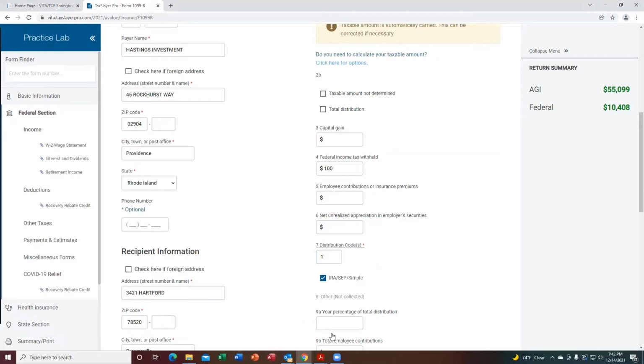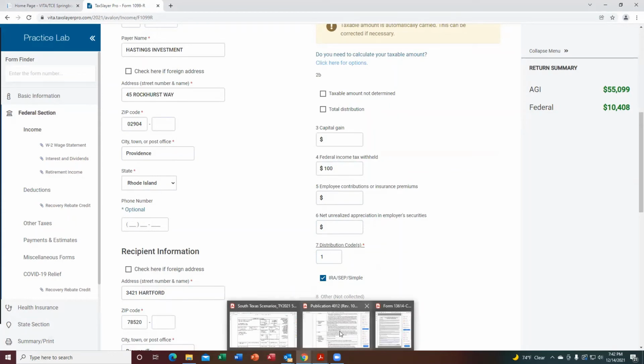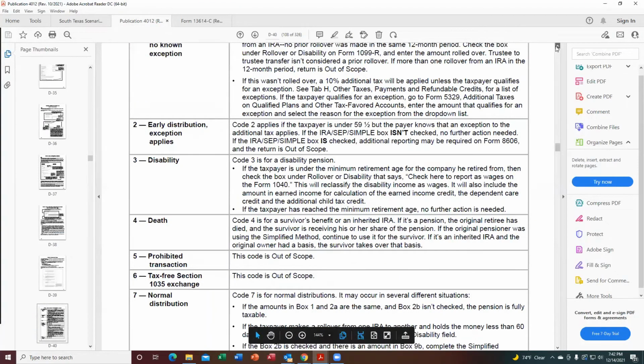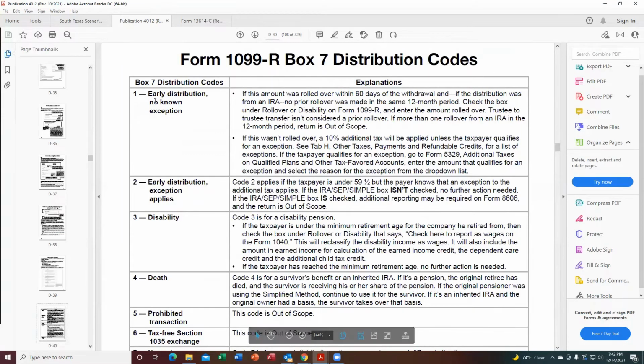So I'm gonna go to the 4012 again, back to the codes. And so there you have the early distribution. Again, the second bullet: if it was not rolled over, a 10% additional tax will be applied unless the taxpayer qualifies for an exemption. See tab H, other taxes, payments, and refundable credits for a list of exemptions. If the taxpayer qualifies for an exemption, go to form 5329, additional taxes on qualified plans, and so forth.